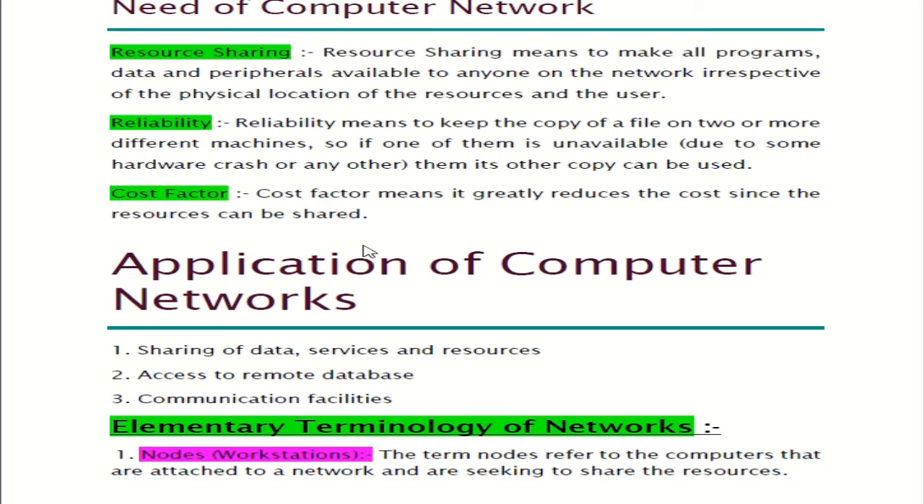Now we can see what are the applications of computer network. So what are the applications? First is sharing of data, services and resources. Second is access of remote database. Third one is communication facility.